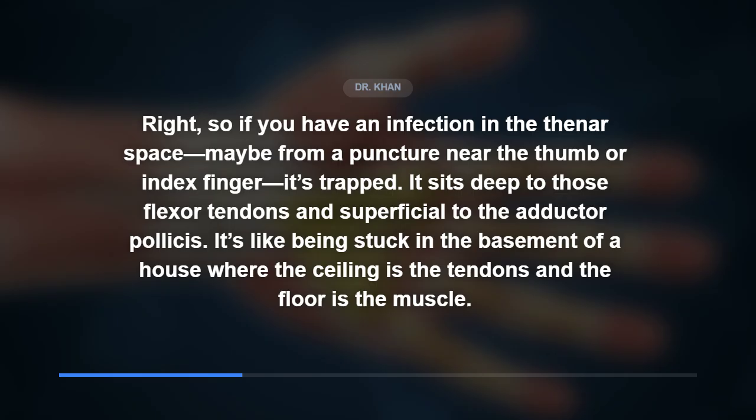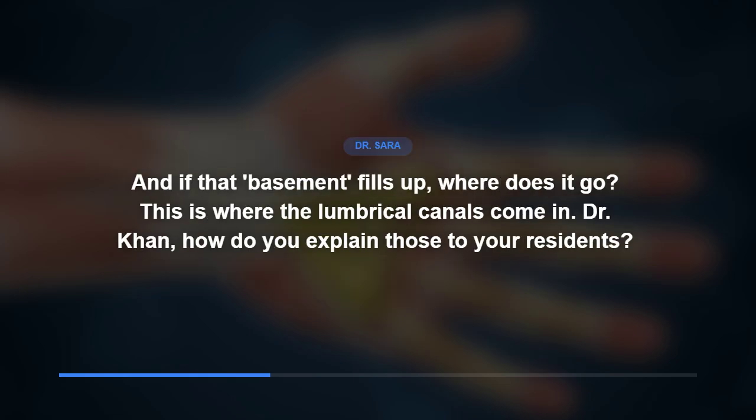Right, so if you have an infection in the thenar space, maybe from a puncture near the thumb or index finger, it's trapped. It sits deep to those flexor tendons and superficial to the adductor pollicis. It's like being stuck in the basement of a house, where the ceiling is the tendons and the floor is the muscle. And if that basement fills up, where does it go?